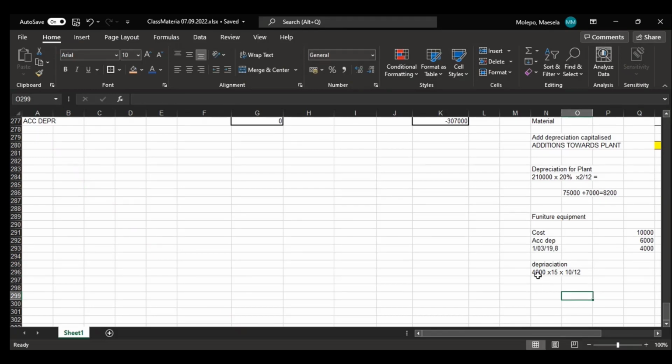Okay. So our 4,000 is the carrying amount, right? Multiply by 15%, because this is 15%, right? Multiply by 10 over 12. How much do we get? I got 500. I also got 500. Yes, so 500. So it will be 3.5 again.